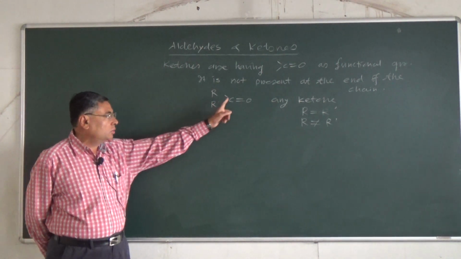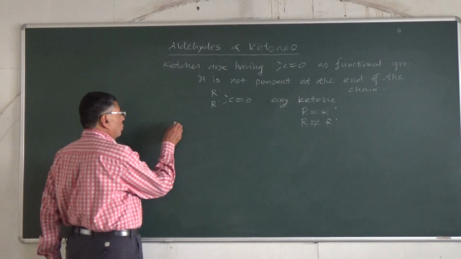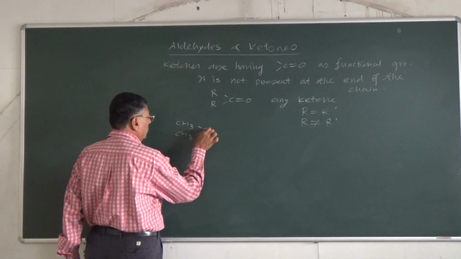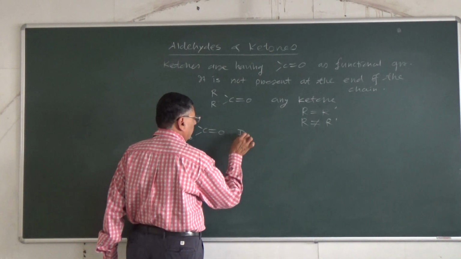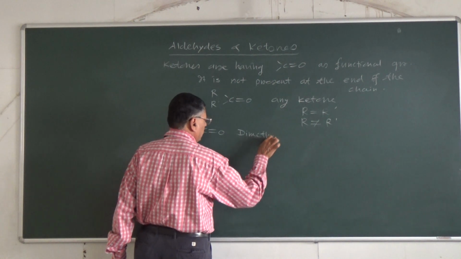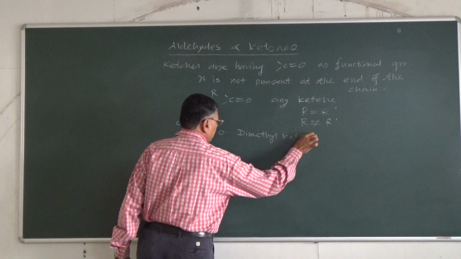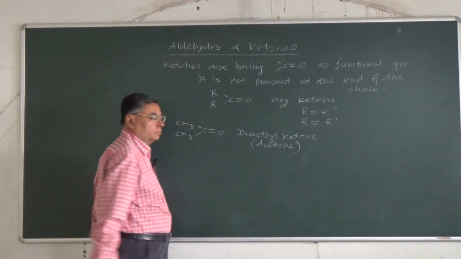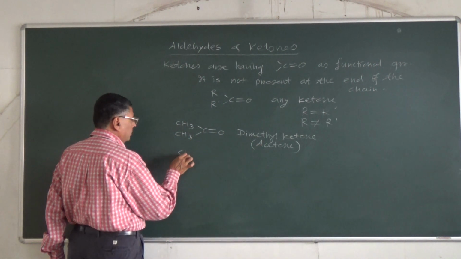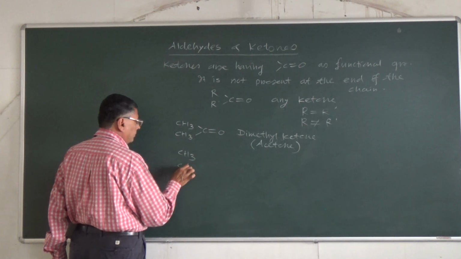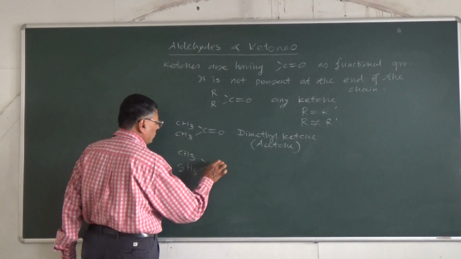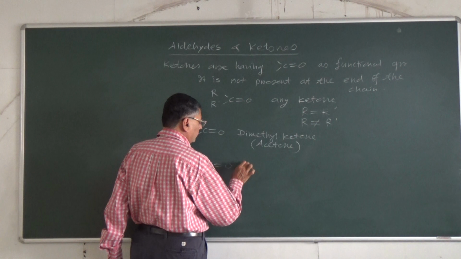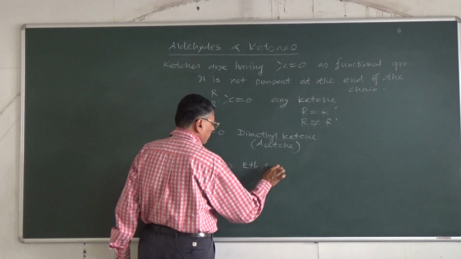So two alkyl groups are attached to C double bond O. If you take two methyl groups, CH3 C double bond O CH3, this is dimethyl ketone, which is popularly called as acetone. The famous name of this is acetone. If you take one methyl group and one ethyl group, different alkyl groups, then E comes first alphabetically, ethyl methyl ketone.